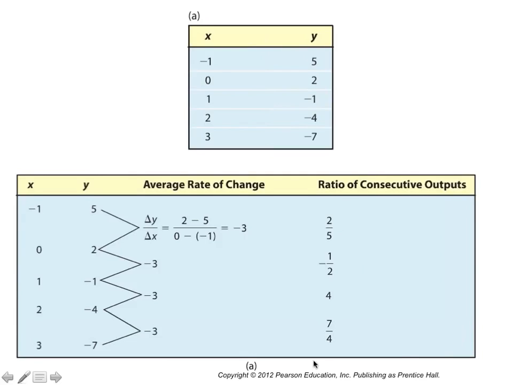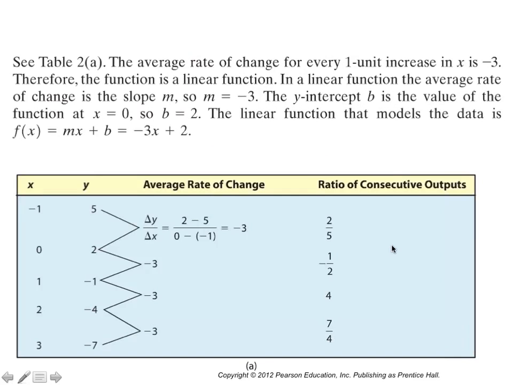I'm going to ignore this ratio of consecutive outputs because for this one, if you notice that your average rate of change is the same all the way down, there's no need to calculate this right here. So since the average rate of change for every 1 unit increase in x is negative 3, it's going to be a linear function. That means the slope is your average rate of change, that's your negative 3. And the y-intercept is just the value when x is 0, so in this case it's 2. So if we wanted to write an equation, it would be y, or f of x, equals negative 3x, because that's our slope, plus 2.